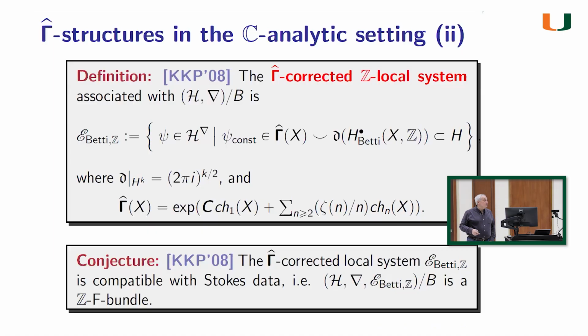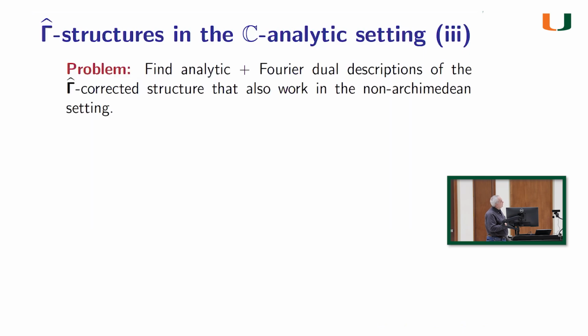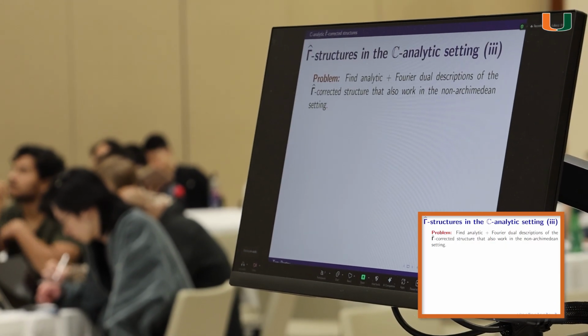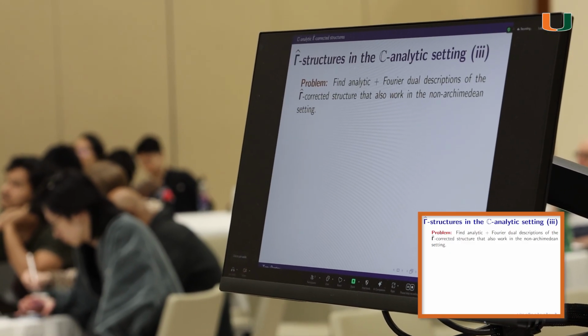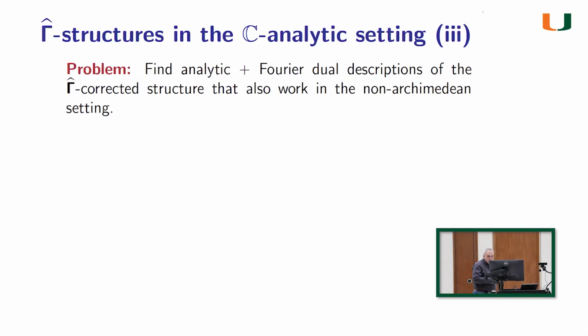So I should say this is what we call the gamma conjecture, and there is something else that's called gamma conjecture in the literature, which is much stronger and only makes sense for Fanos. This makes sense for any projective manifold, actually, or any symplectic manifold, in fact. Okay, so our problem was to find some analytic and Fourier dual description of this gamma-corrected Z structure and make it work in the non-Archimedean setting.